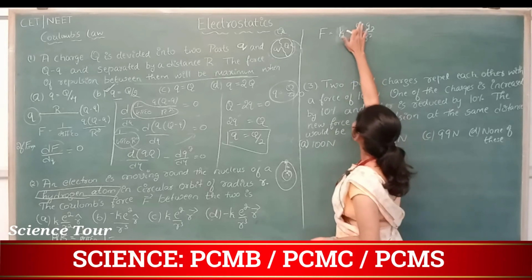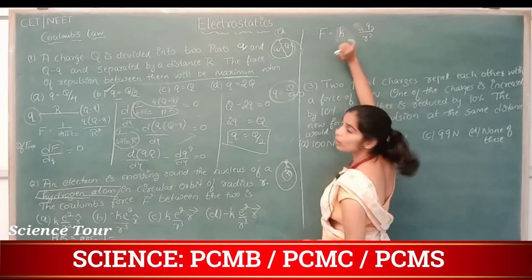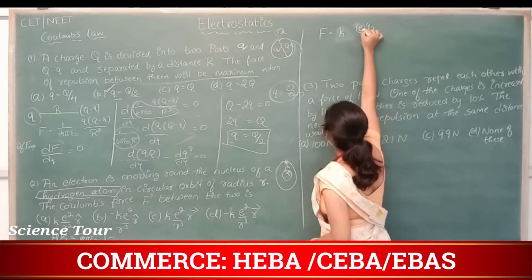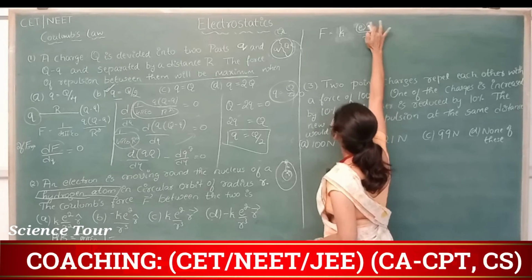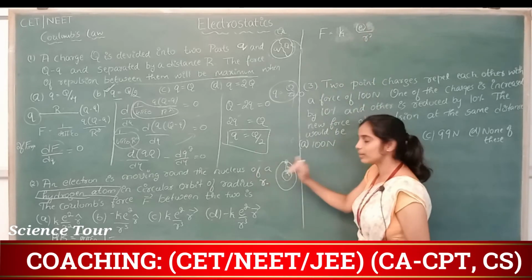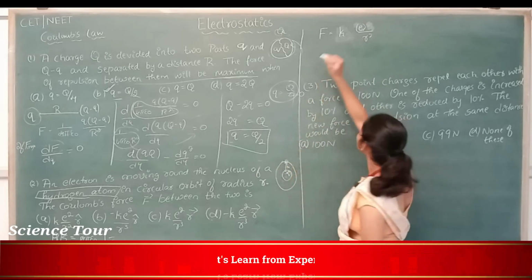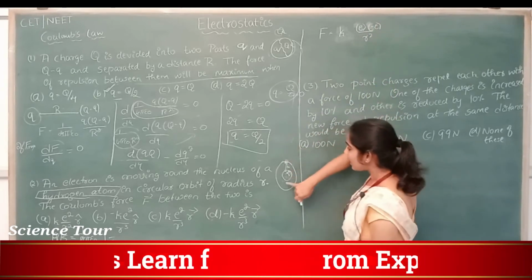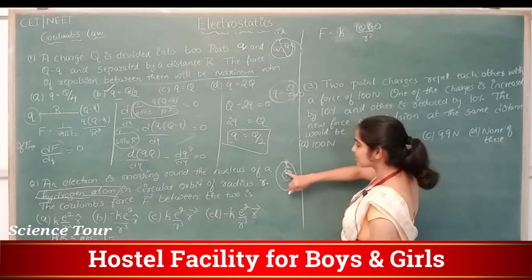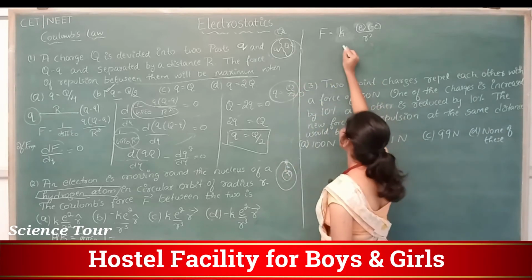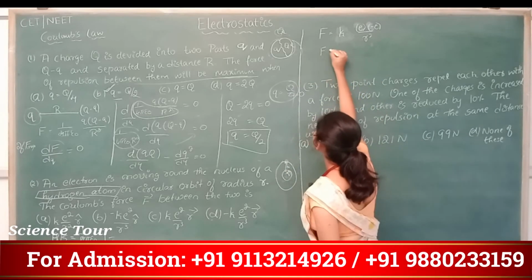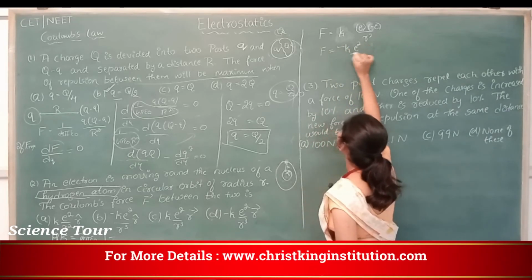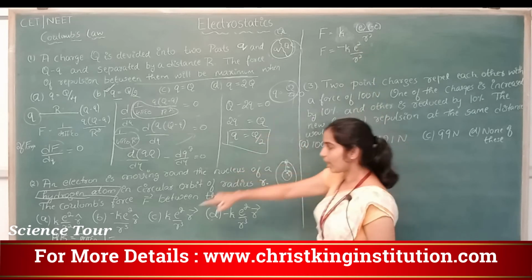What is q1? q1 is the charge of the proton. What is the charge of the proton? That is plus e. What is q2? q2 is the charge of the electron. What is the charge of the electron? Minus e. Correct? And what is r? R is the distance separation, the radius. So r is r. Now F is equal to minus k into e square by r square. Do we have that answer?